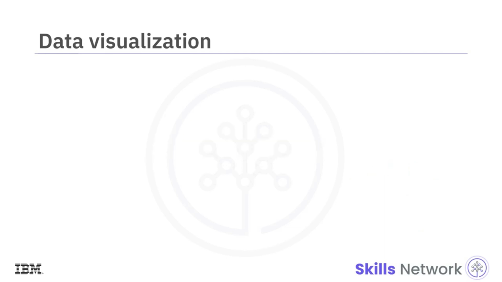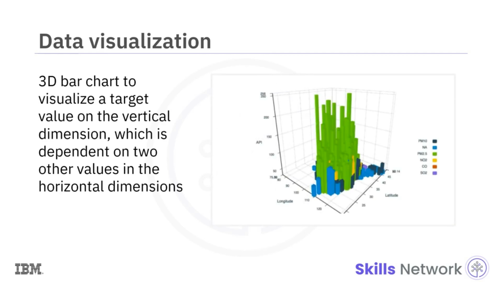In Watson Studio, various visualizations depict data for better understanding. An example is this 3D bar chart that visualizes a target value on the vertical dimension that is dependent on two other values in the horizontal dimensions. And you can use colors to visualize the third dimension.